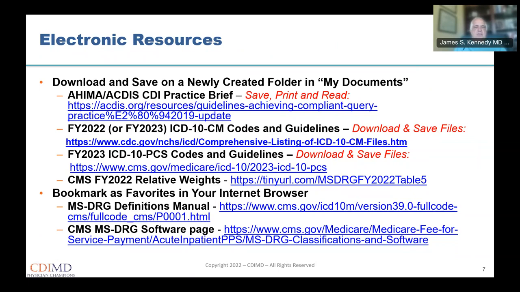These are very helpful in my mind in functioning in the CDI. It can obviate the need to buy a book, and saving these to your computer is a good idea. There's other aspects that could be saved as favorites in an internet browser, and we encourage you to do that.